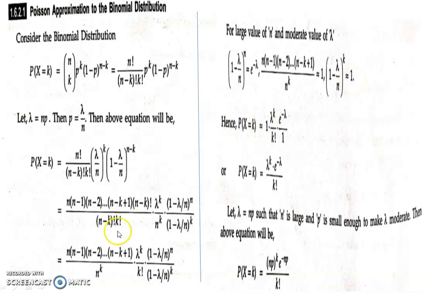Hence substitute in this equation. The first term here is 1 into lambda power k divided by k factorial, and this term is e power minus lambda, and the denominator term here is 1. Rewrite the equation here. Then the final answer is lambda power k e power minus lambda divided by k factorial. What is your lambda here? It is n into p, the mean of the Poisson distribution. Lambda represents the mean of your Poisson distribution, such that n is large and p is small enough. Only then can we use this equation.